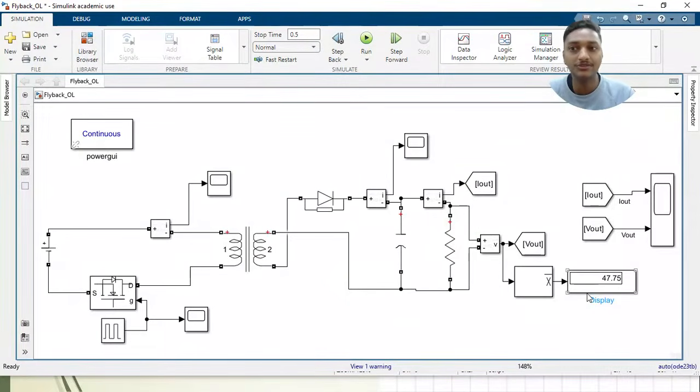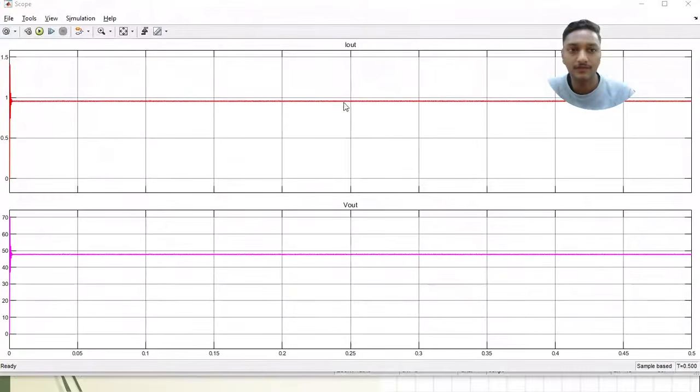If I vary the duty a bit, I may get up to 50 volt, but that is not the case. I'm not getting exact 50 volt. So we will do the closed loop simulation as well, but I will just show you the waveform first. I just open my scopes so that you can see. So the scope is open.